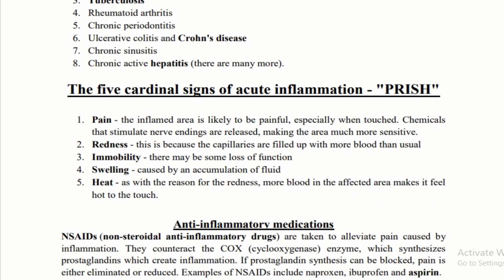Then we have the five cardinal signs of acute inflammation. To remember these five cardinal signs, you can use the mnemonic PERISH. P for pain, R for redness, I for immobility, S for swelling, and H for heat. The inflamed area is likely to be painful, especially when touched. Chemicals that stimulate nerve endings are released, making the area much more sensitive. This will cause pain. Redness is because the capillaries are filled up with more blood than usual. Immobility, there is loss of function. Then we have swelling caused by an accumulation of fluid. Heat, as with the reason for redness, more blood in the affected area makes it feel hot to touch.